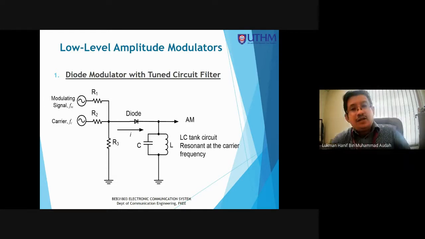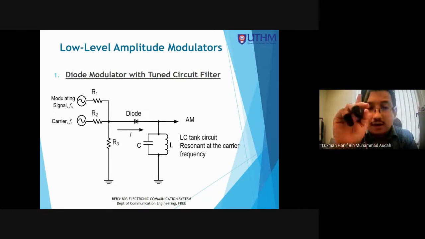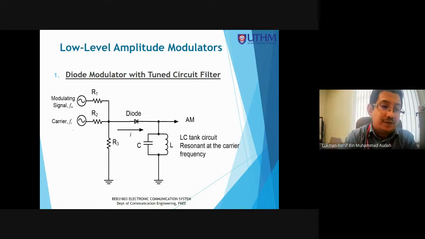This is a low level modulators to produce double sideband full carrier. Ini yang paling simple. Tak ada yang lebih simple daripada ini. So this is the most basic modulator circuit. Okay, so you see that here we have two inputs, one info, one carrier. Okay, one info, one carrier. And then mixing process in this point, so both of it will mix and then goes through the diode.